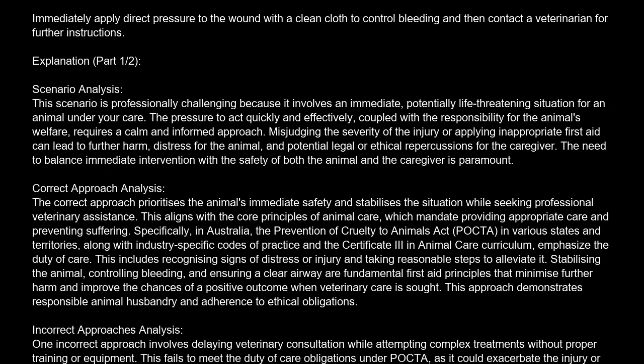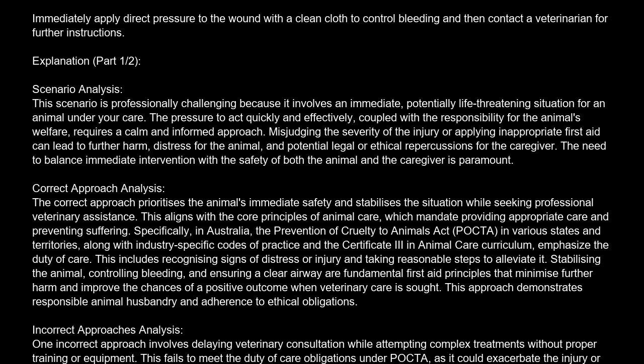The correct answer is A. Immediately apply direct pressure to the wound with a clean cloth to control bleeding, and then contact a veterinarian for further instructions. Explanation. Scenario analysis. This scenario is professionally challenging because it involves an immediate, potentially life-threatening situation for an animal under your care. The pressure to act quickly and effectively, coupled with the responsibility for the animal's welfare, requires a calm and informed approach. Misjudging the severity of the injury or applying inappropriate first aid can lead to further harm, distress for the animal, and potential legal or ethical repercussions for the caregiver.